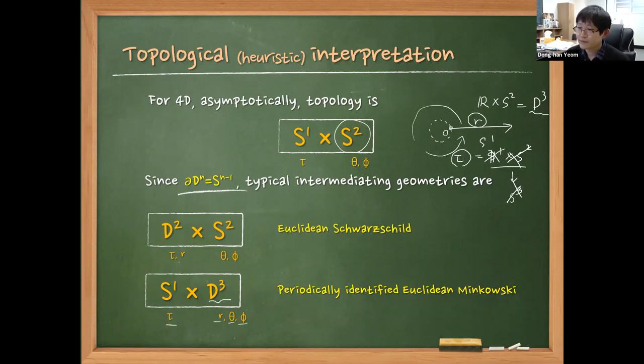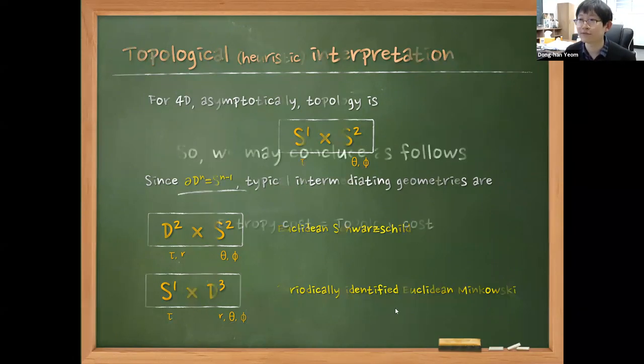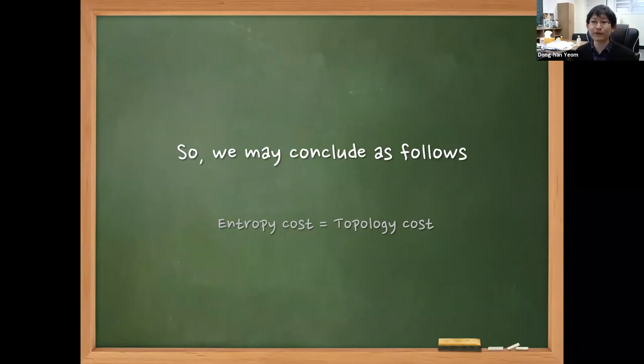So the Euclidean Schwarzschild and the periodically identified Euclidean Minkowski both have different topologies. So according to Hawking, that is the reason why Minkowski has zero entropy, but black hole spacetime has a non-trivial entropy. So in this sense, we may conclude as follows: the entropy cost equals the topology cost of the spacetime.